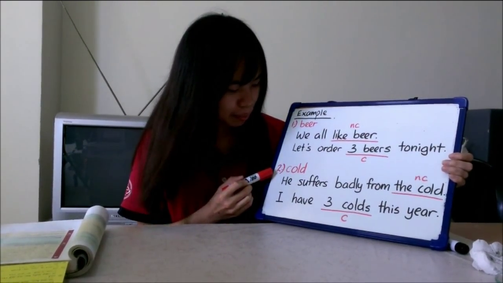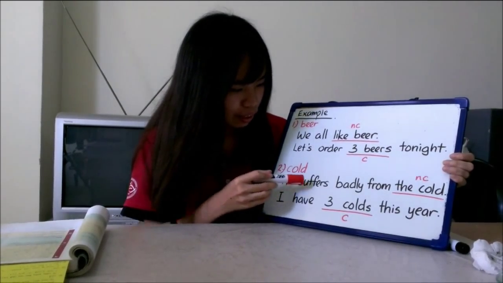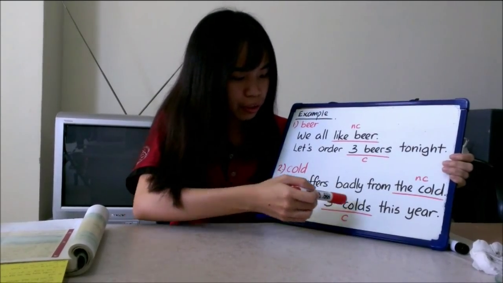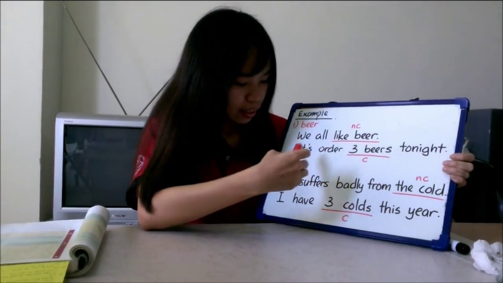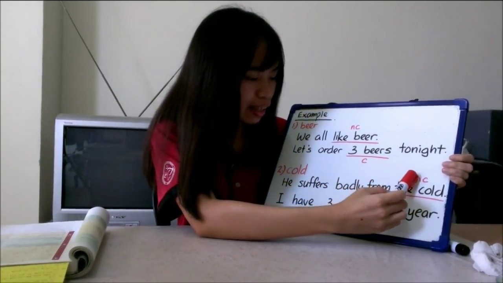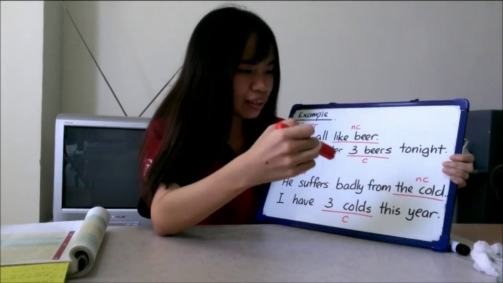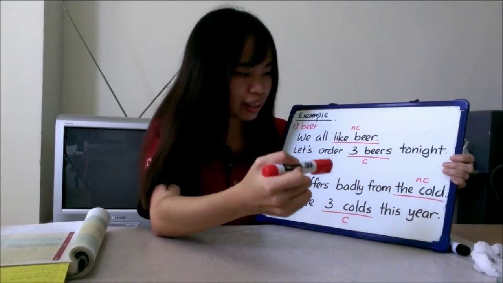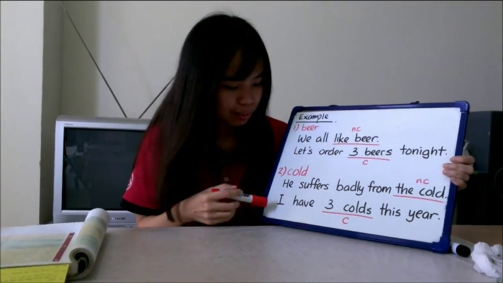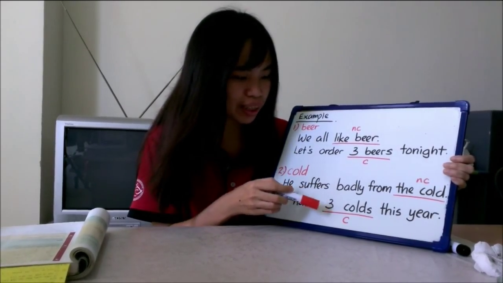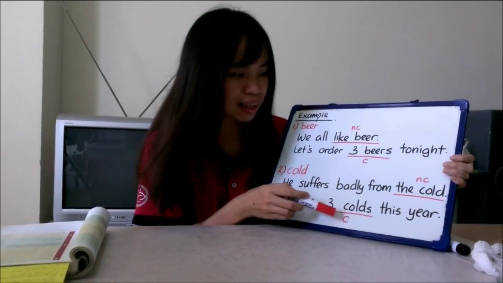The second example is, he suffers badly from the cold. I have 3 colds this year. The first sentence is a non-count noun because the cold has a general and abstract meaning, while in the second sentence, 3 colds gives a specific meaning, so this is a count noun.